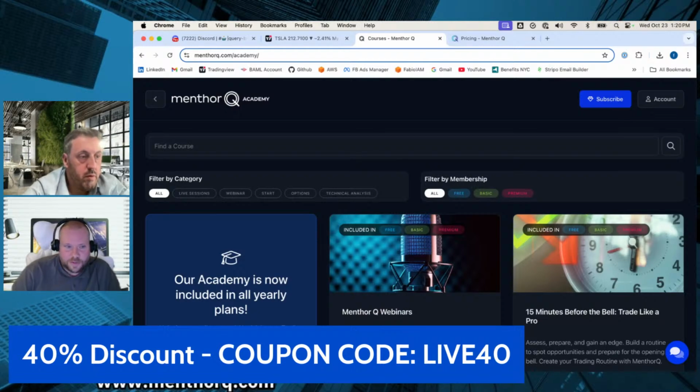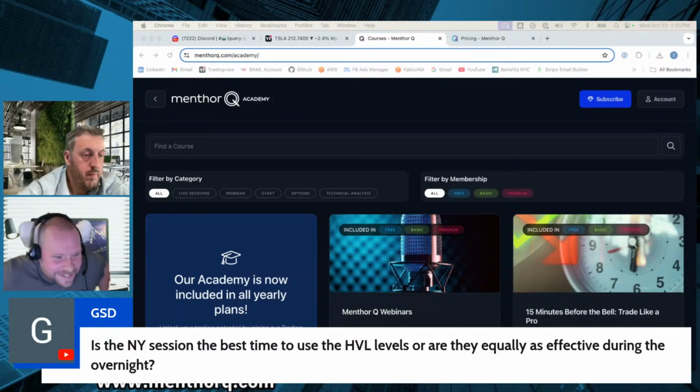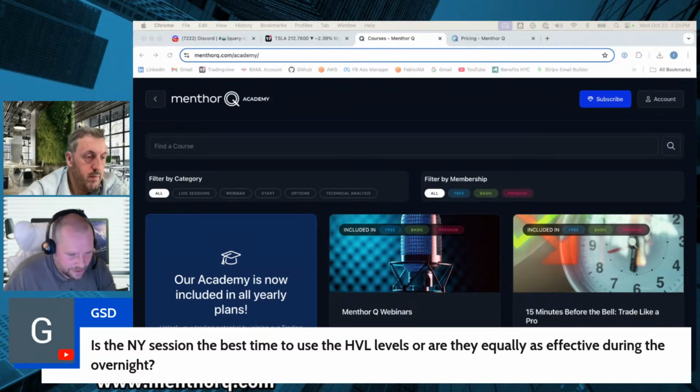And GSD, you were saying about the high vol levels, are they also effective overnight? Asia session, London session, 100%. They also will. There's no time limit. So if you see in the Asia session that we came to the high vol level, it's the same effect. It's exactly the same effect.